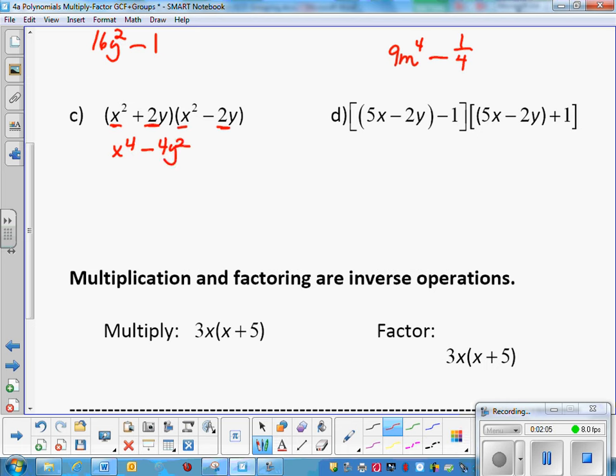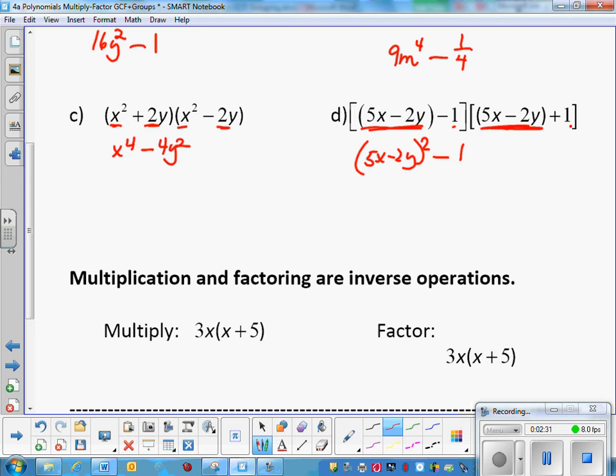And D, here's one of these longer ones again. But notice it's grouped. So here's one group. Here's my first term. And my first terms are exactly alike. My second terms are alike, minus 1 and a plus 1. So that's going to eliminate the middle term. So I'm going to multiply the first times the first. So it's going to be 5x minus 2y squared minus 1 squared, which is 1.